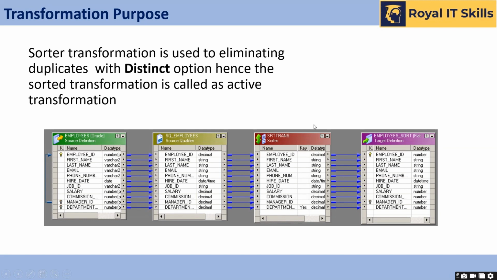SORTER transformation is used for eliminating the duplicates with the distinct option. Hence the SORTER transformation is called an active transformation. It is called active because it will eliminate the duplicates. It will filter out the duplicate records.